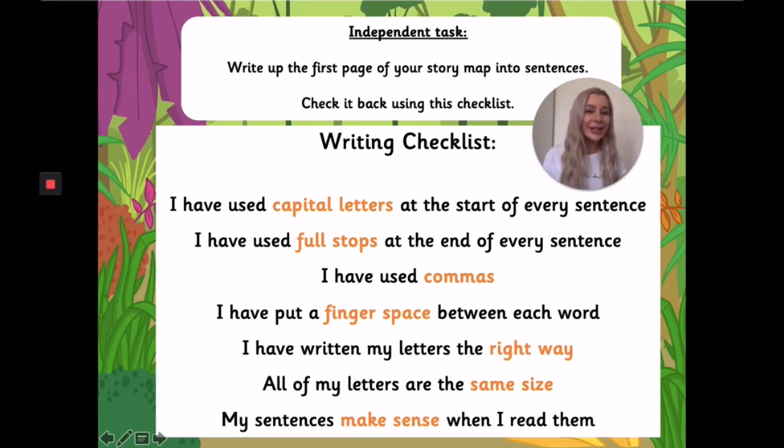Can't wait to see your stories. I was really excited by the story maps that I've seen so far. Some really interesting and exciting character changes. Some versions are definitely a lot better than the original. So well done, and I can't wait to read them.